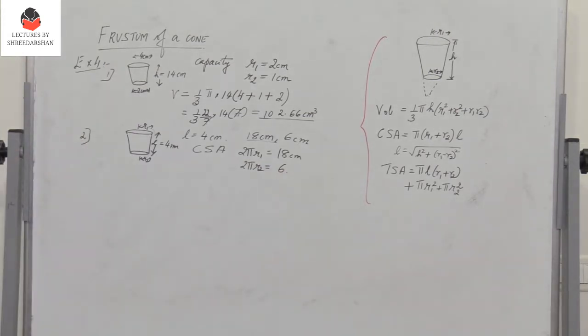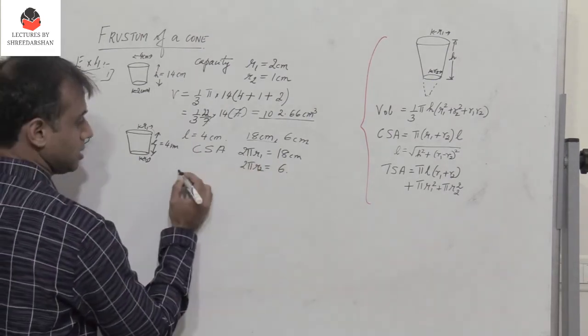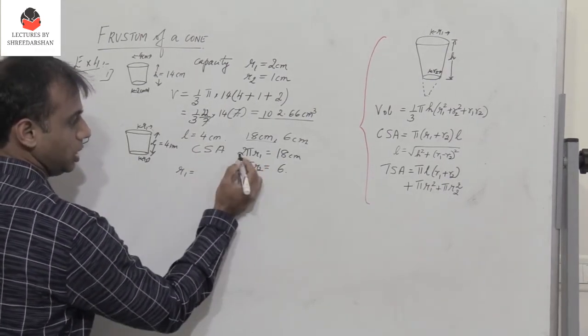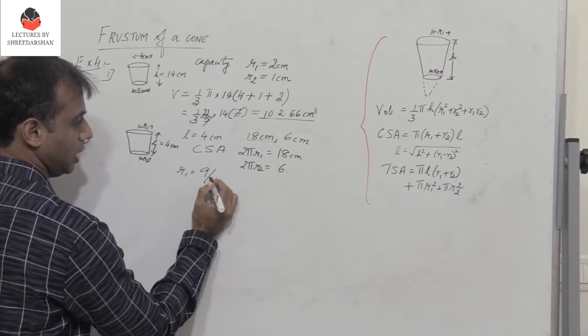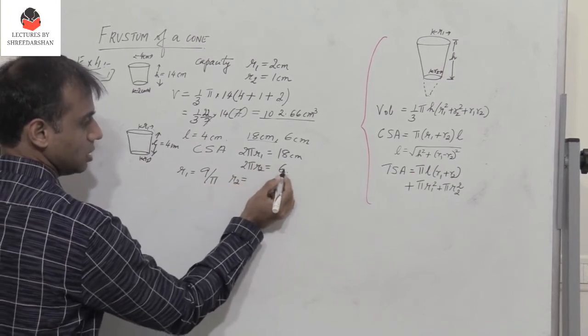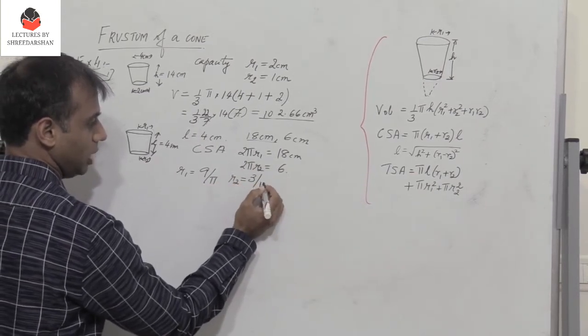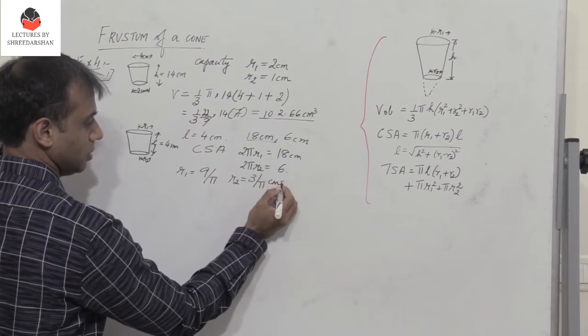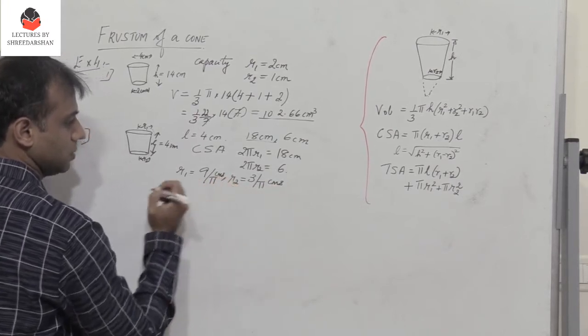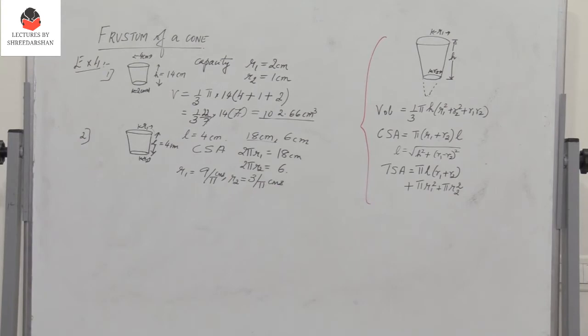Alright, so now I need to find what is R1 and R2. So R1 definitely is 18 by 2, which is 9 by pi, and R2 is 6 by 2, which is 3 by pi centimeters. So we need to find the curved surface area. So what is the curved surface area?